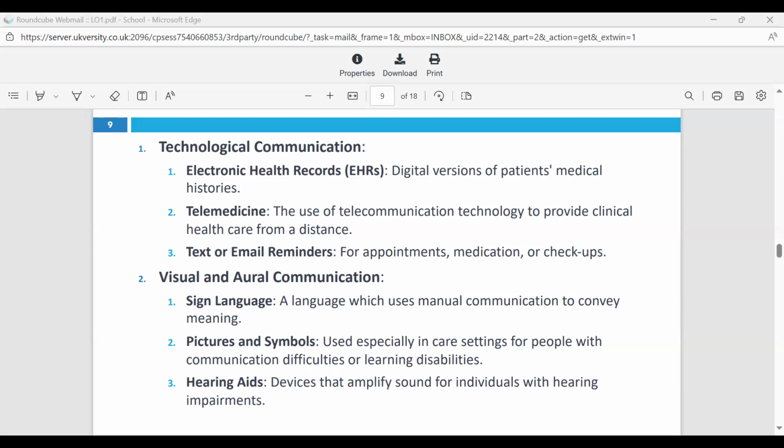Then we have visual and oral communication, and this is images, and it could be symbols, it could be non-verbal cues, it could be speech, it could be sound, it could be audio, like sign language, which was mentioned in the video as well. It's the way of conveying information for someone who has a disability or who's deaf or maybe who's blind. Pictures and symbols, care homes, anyone with learning disability, hearing aids for people with hearing impairments.